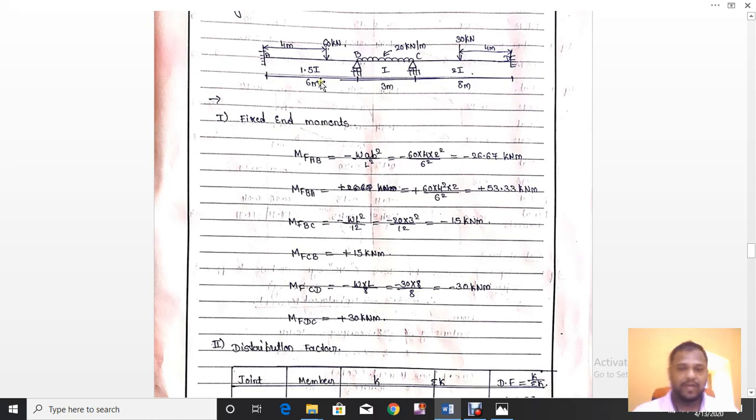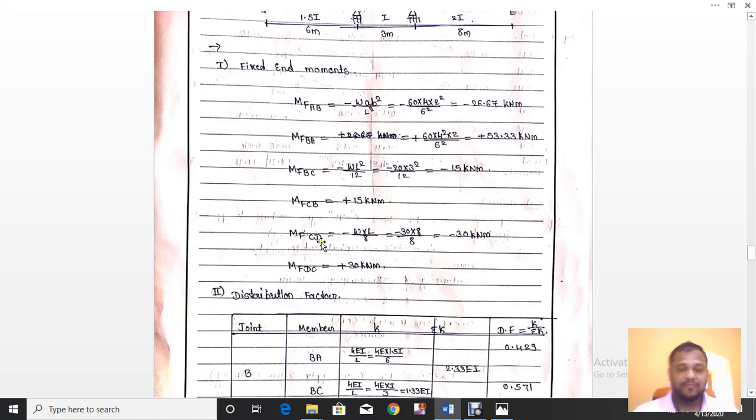Then I have calculated MFBC, minus WL square by 12. Then MFCB, they are both the same: for BC it is minus, for CB it is plus WL square by 12. So again it is plus 15 kN meter.